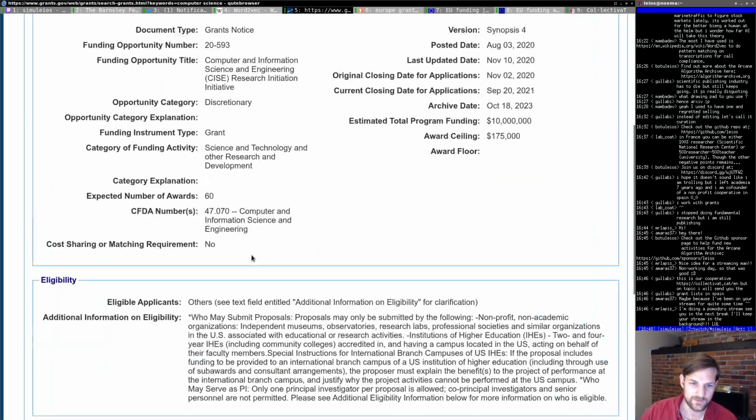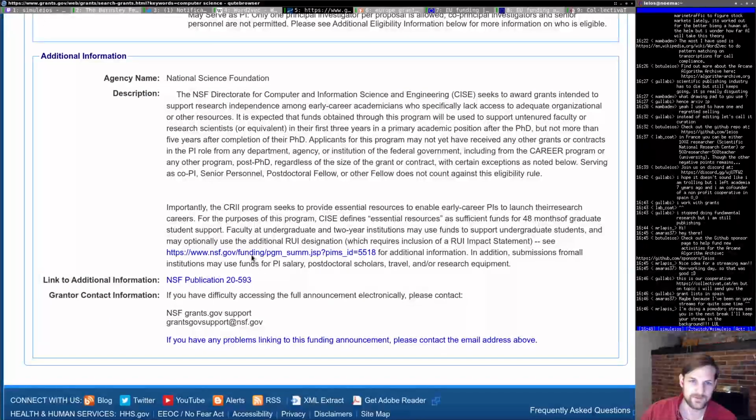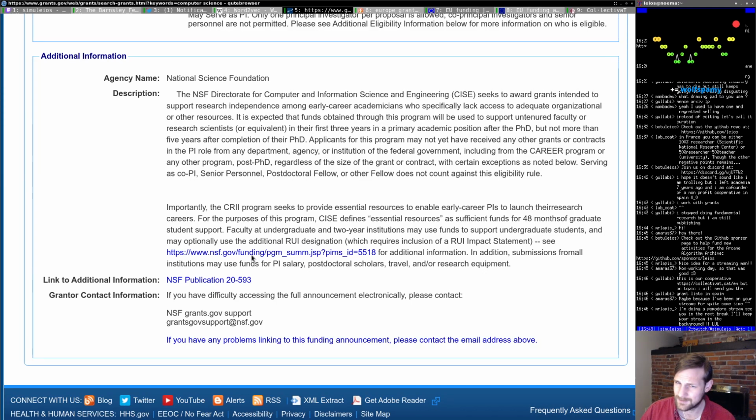The NSF Directorate, let me make this a bit bigger. The NSF Directorate for Computer and Information Science and Engineering seeks to award grants intended to support research independence among early career academicians. I've never heard that word before, who specifically lack access to adequate organizational or other resources. It is expected that funds obtained through this program will be used to support untenured faculty or research scientists or equivalent in their first 3 years in a primary academic position after the PhD, but no more than 5 years after the completion of their PhD.